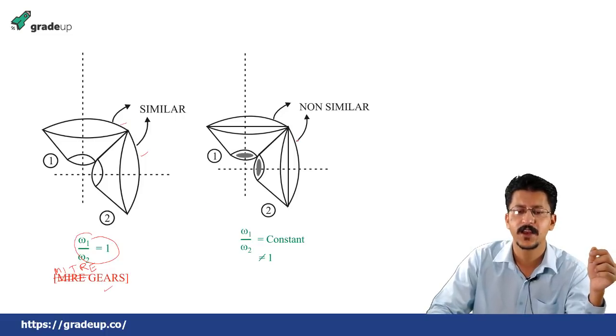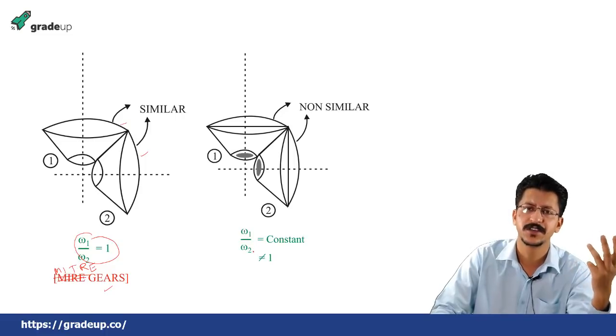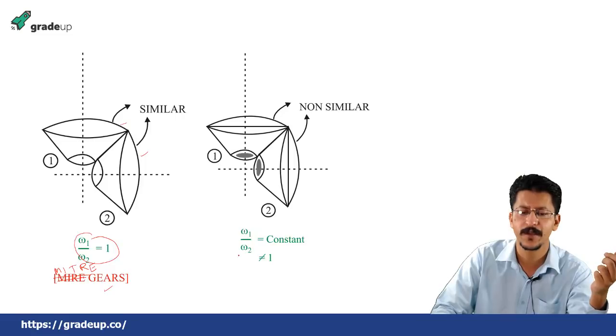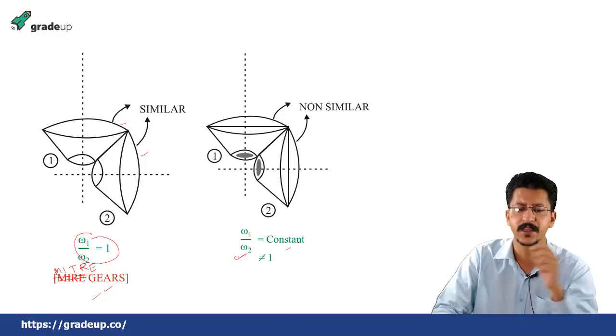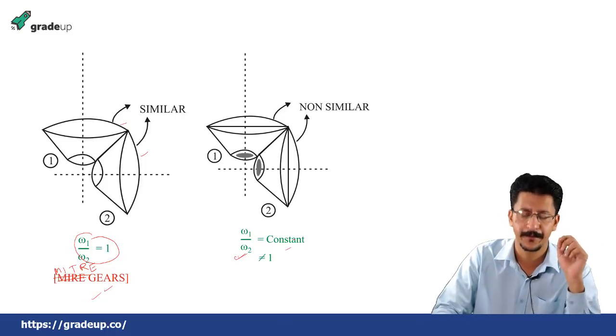And if they are non-similar, then omega 1 by omega 2 will be constant, because it is a gear drive, positive drive, slipping not possible. So omega 2 by omega 1 will be constant, but it will not be equal to 1. So the velocity ratio will be equal to 1 in case of mitre gears. It will be constant in other cases, but it will not be equal to 1.